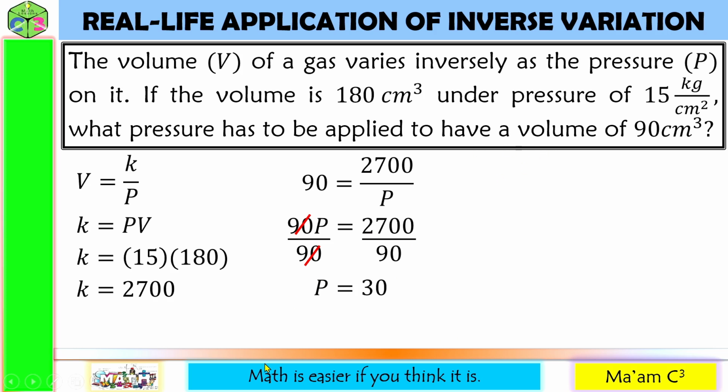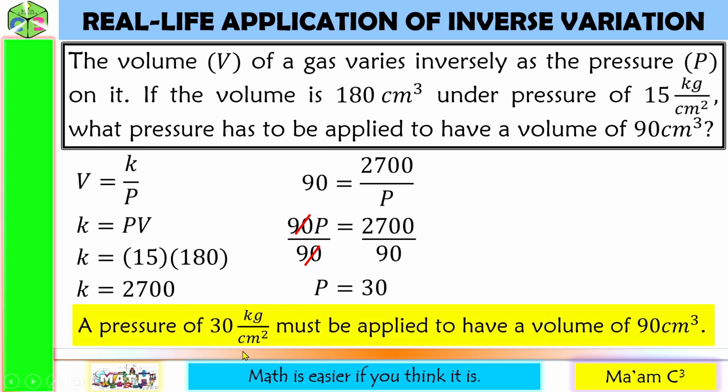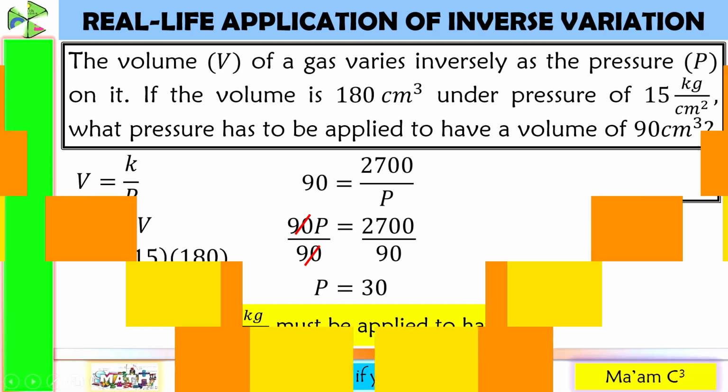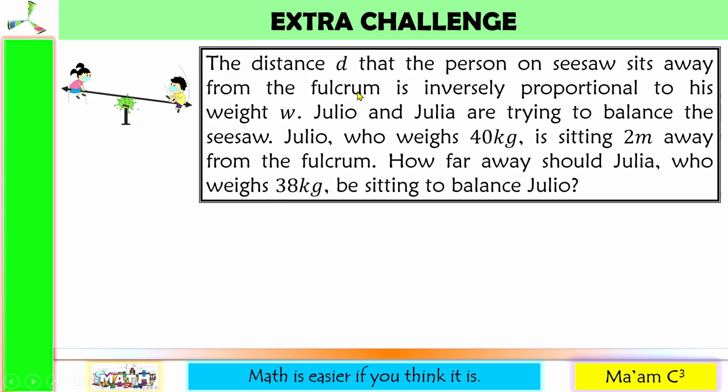To answer the question, a pressure of 30 kilogram per centimeter squared must be applied to have a volume of 90 cubic centimeter. Let us do an extra challenge. The distance d that the person on a seesaw sits away from the fulcrum is inversely proportional to his weight w. Julio and Julia are trying to balance the seesaw. Julio, who weighs 40 kilograms, is sitting 2 meters away from the fulcrum. How far should Julia, who weighs 38 kilograms, be sitting to balance Julio?